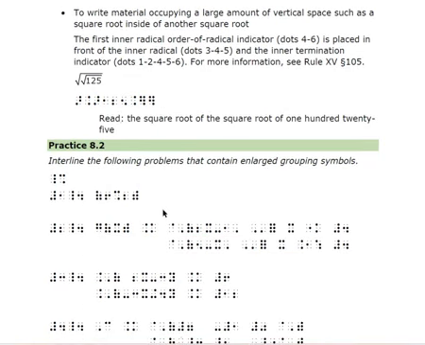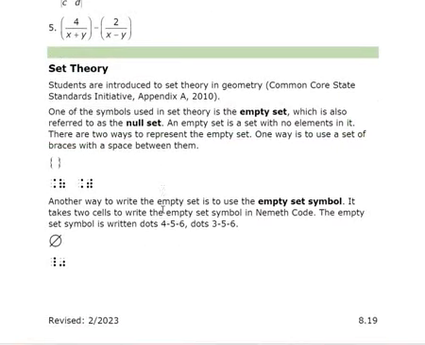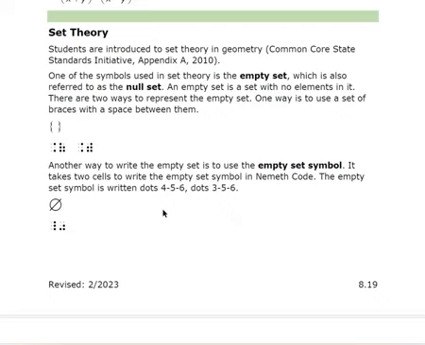Do not do 8.2 unless you feel like you want to. We have set theory, so we have empty set, null set, all that kind of fun stuff. You use the brace for the curly brackets, which is dots 4-6 with. Another way to write the empty set is to use the empty set symbol, which is a circle with a line through it. That is dots 4, 5, 6 and a 0.